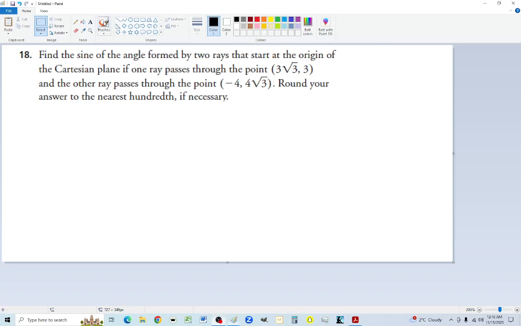We go through the extending questions 18 to 21. This one's a lot easier than you would think. First of all, notice where these points are. 3 square root of 3, and 3 is in quadrant 1. Minus 4, so that's a negative x, but positive y is in quadrant 2.